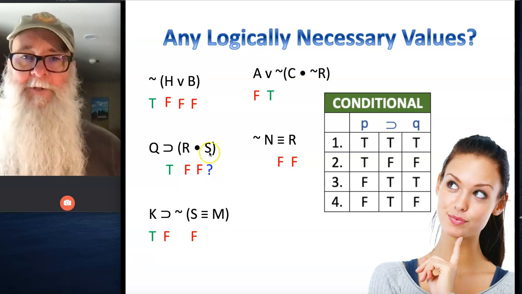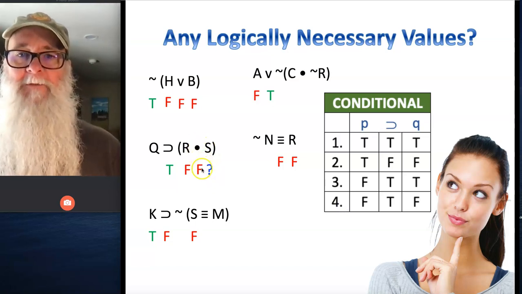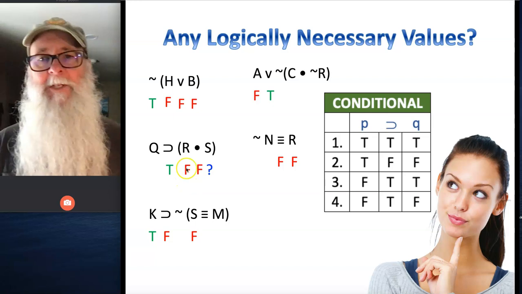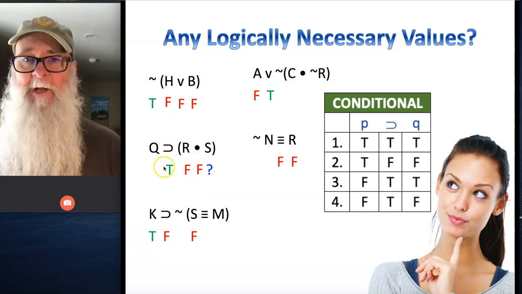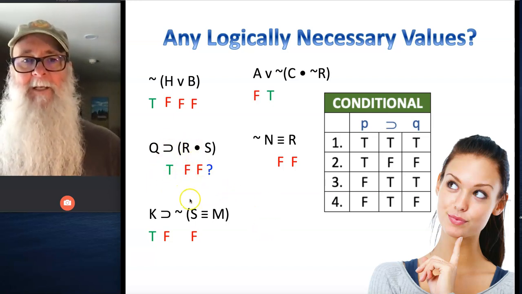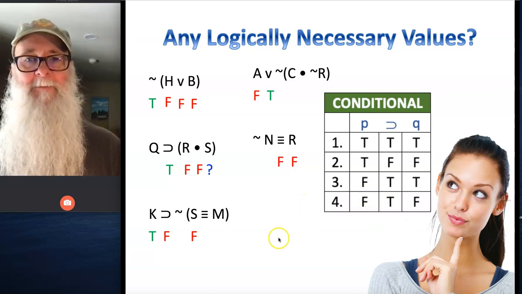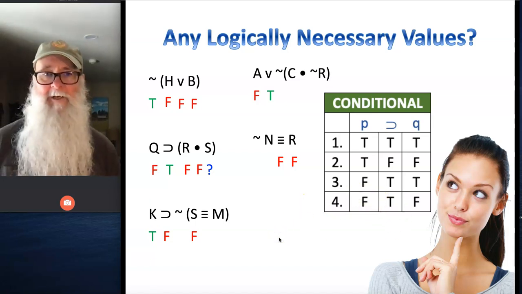But we know the truth value now of the right-hand side of the horseshoe is false. And we can also see here that the only way for this horseshoe to be true when the right-hand side is false is for the left-hand side to also be false. Okay, so we know the value of Q.